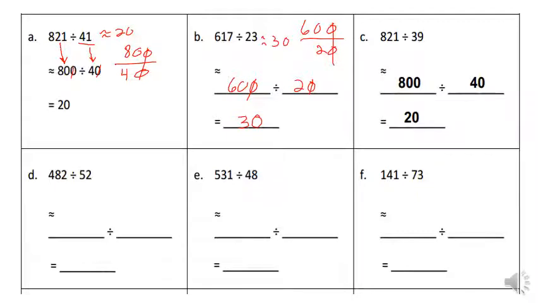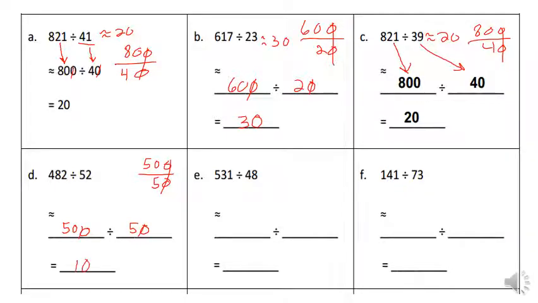On C, they rounded 39 to 40, and they rounded 821 to 800. 800 over 40. Take out the multiples of 10, you end up with 80 divided by 4, which is equal to 20. On D, 552 is going to be closer to 50. 482 is going to be closer to 500. So we have 500 over 50. Take out our multiples of 10. We have 50 divided by 5, which equals 10.